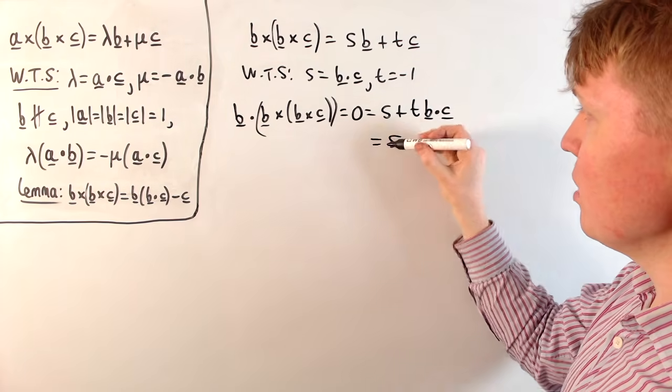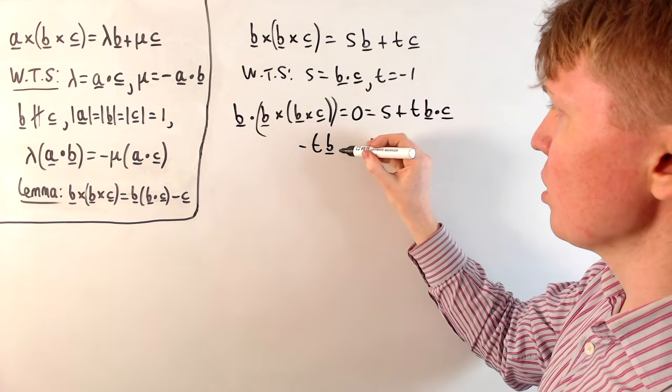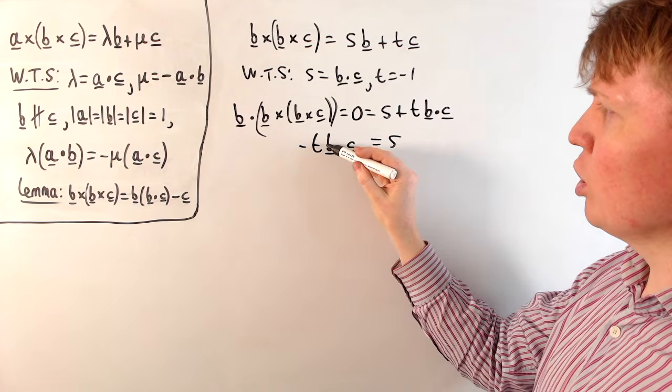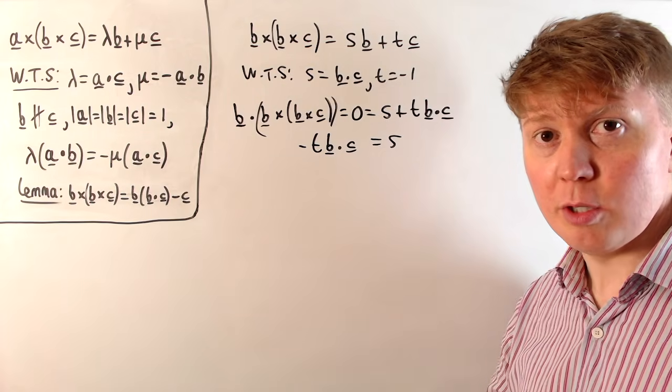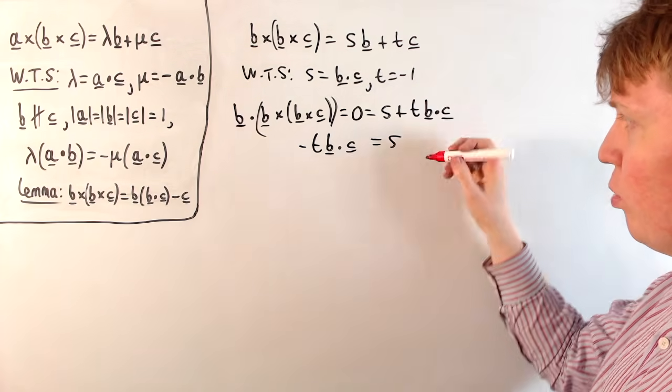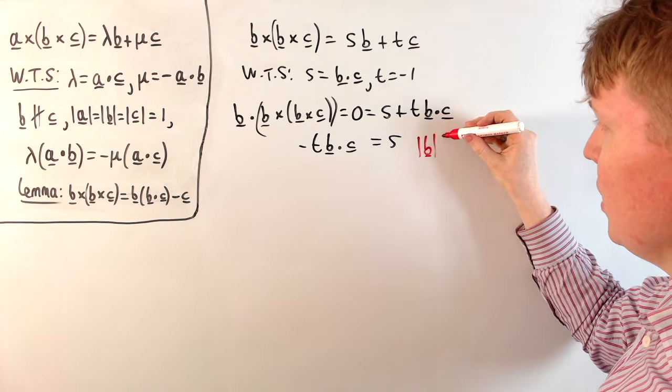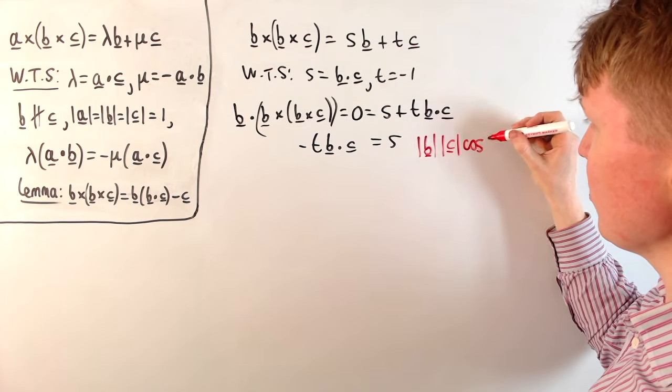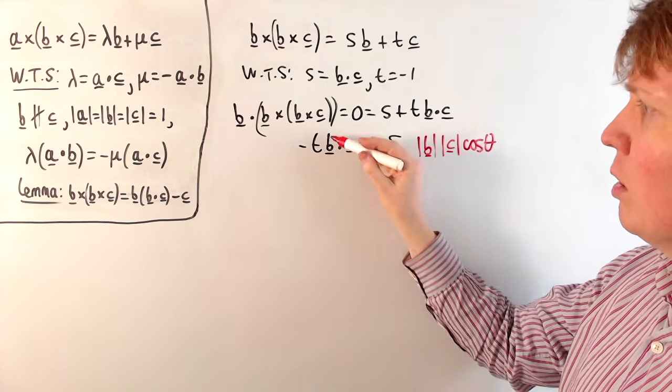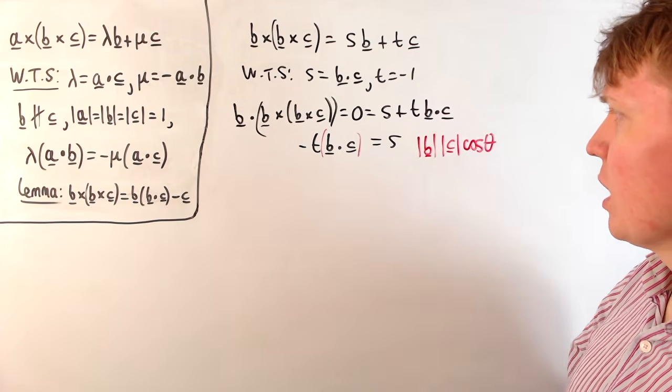So what we can do is rearrange now. So we've got s equals negative t times b dot c. But then we can also use the fact that because b and c are both unit vectors, remember the dot product of these is the magnitude of b times the magnitude of c times cosine of the angle between them. So we could actually just replace all of this by a cos theta.